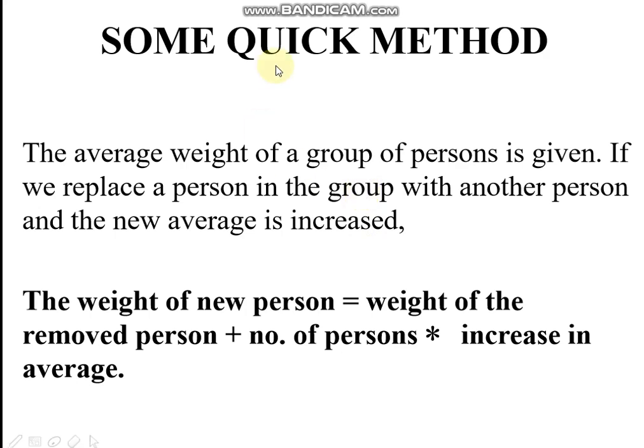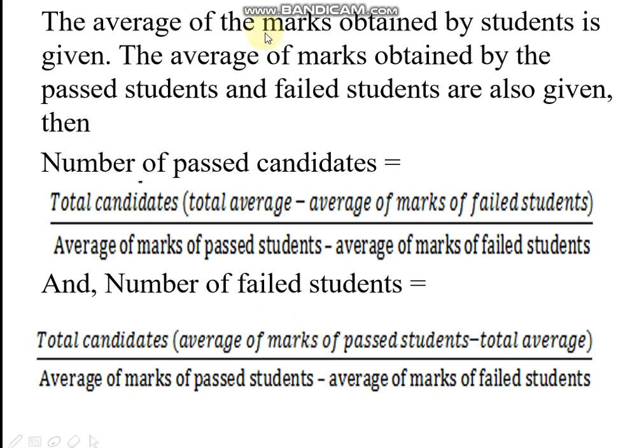Okay. Some quick method again. The average weight of a group of persons is given. If we replace a person in the group with another person and the new average is increased, the weight of the new person equals the weight of the removed person plus the number of persons into the increase in the average, that we have to put. Okay.